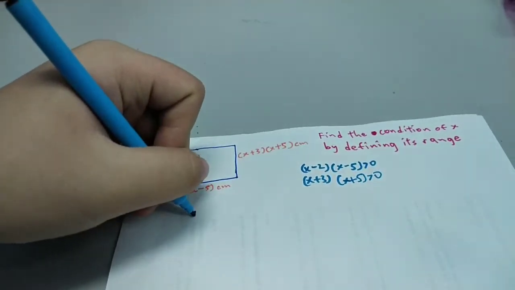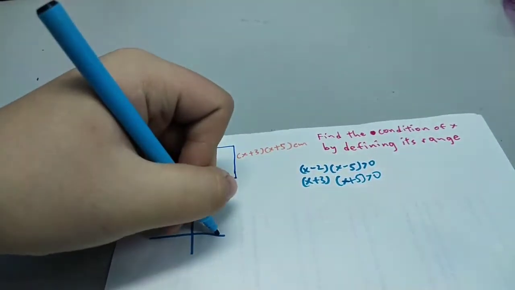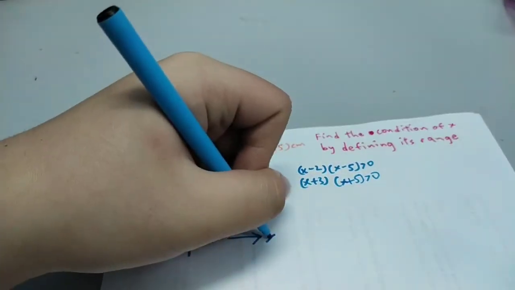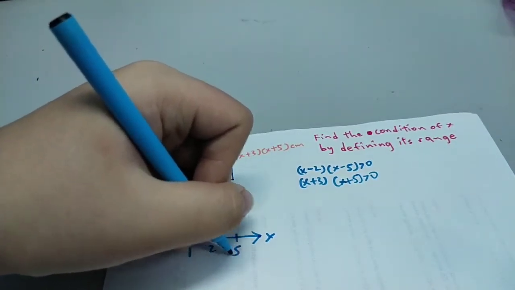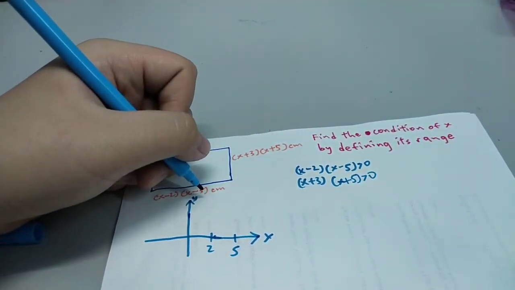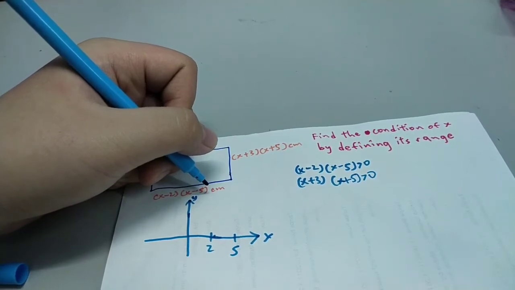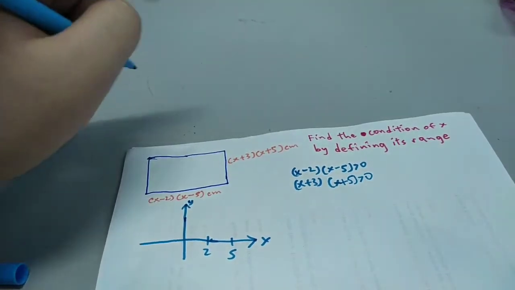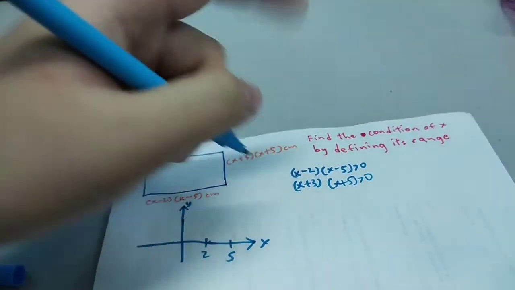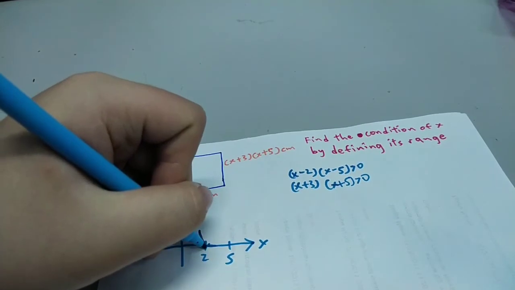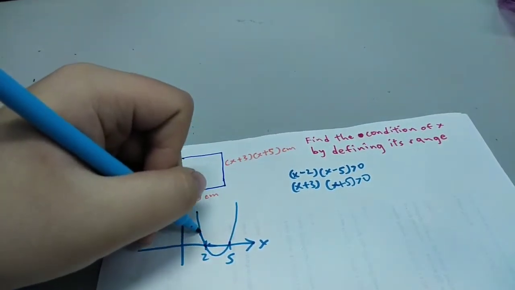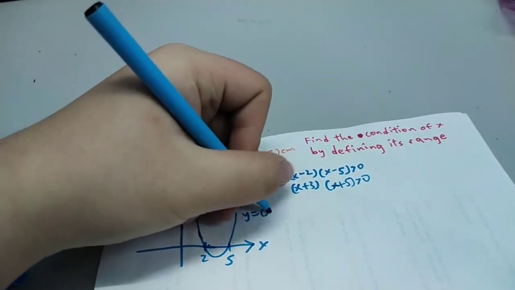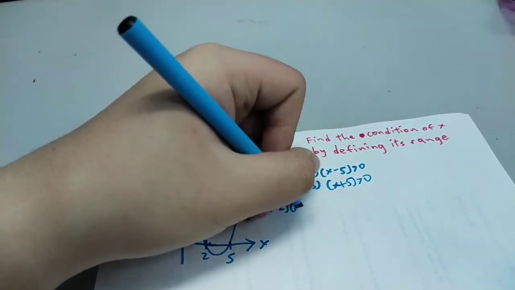So we plot the graph. This is the y-axis, this is the x-axis, this is 2, this is 5. This is a quadratic, which means that the function has the shape of a parabola. But is it U-shaped or N-shaped? It is U-shaped because the coefficient of x squared is positive. So we will get something like this. Don't mind me, my drawing is pretty bad. And this is y equals (x − 2)(x − 5).